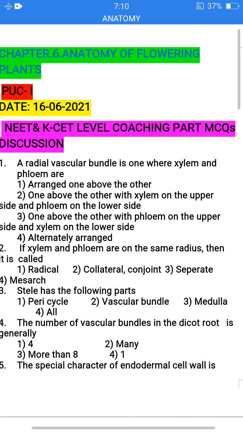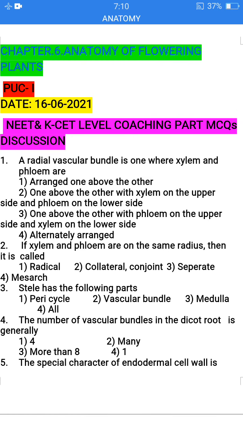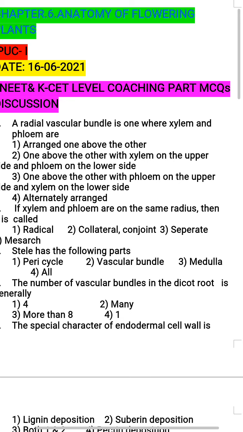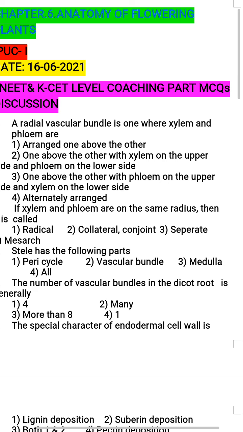Stele has the following parts. Let's see options. Option 1, pericycle, option 2, vascular bundle, option 3, medulla, and option 4, all. So the correct answer for this question is option 4, all of the above. Stele has the following parts such as pericycle, vascular bundles, and medulla.